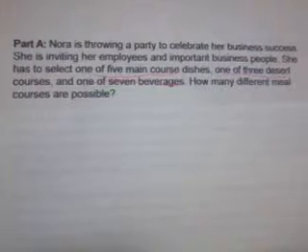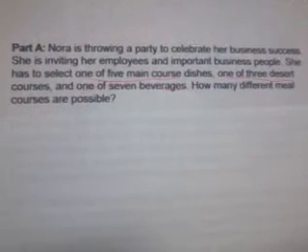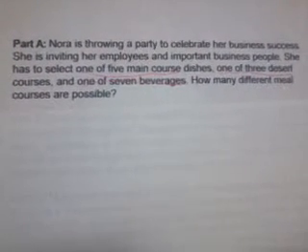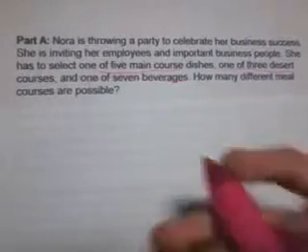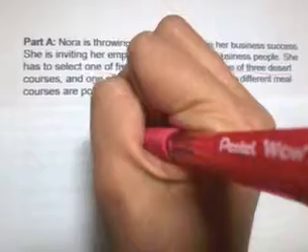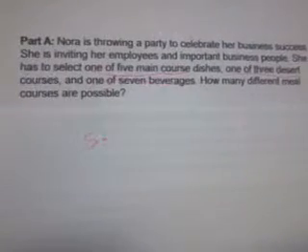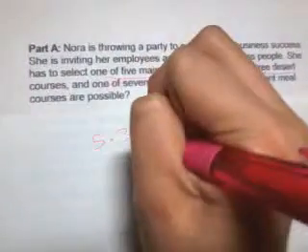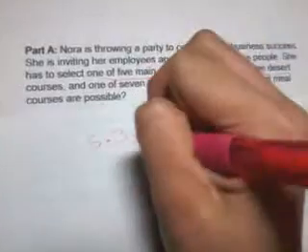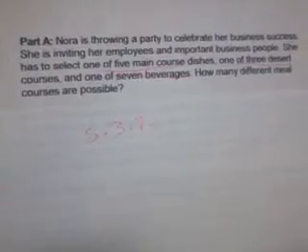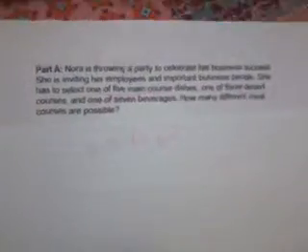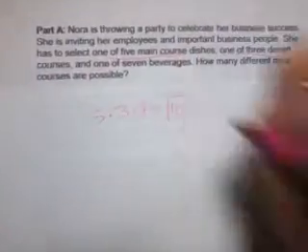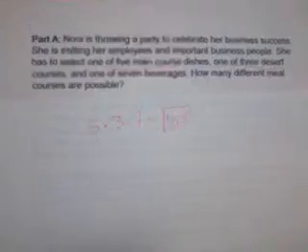Okay, so we're going to be using the fundamental counting principle. So we're just going to multiply the different possibilities that we have. So we have 5 main dish courses. We have 3 dessert courses and 7 beverages. So the total number of possibilities is 105 different meal courses. And that's our answer for Part A.